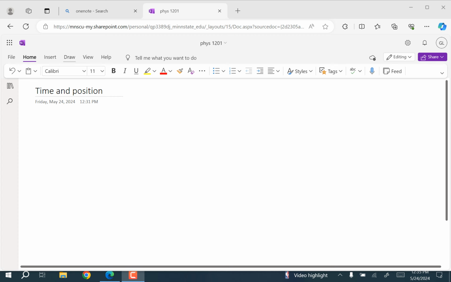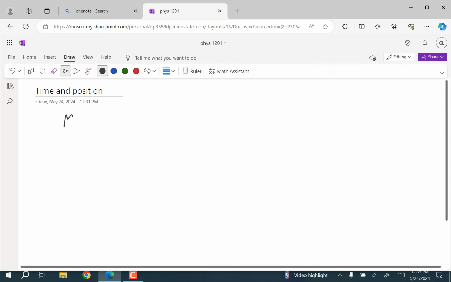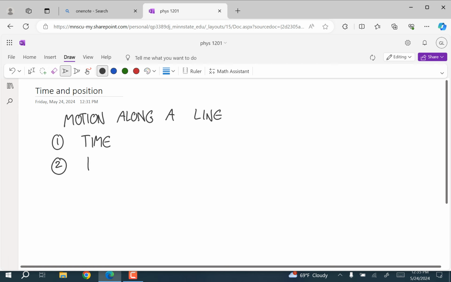Okay, so we are going to start completely with motion along a line. And I'm going to introduce the idea of a measured time. I'm going to introduce the idea of position. These are the 2 things that I'm going to talk about in this little lecture segment. But then after that, I'm going to talk about velocity.